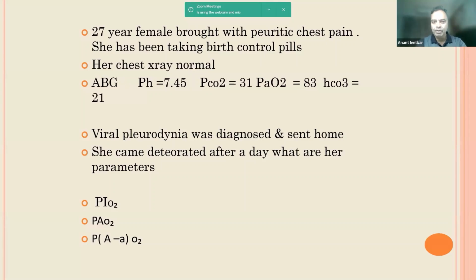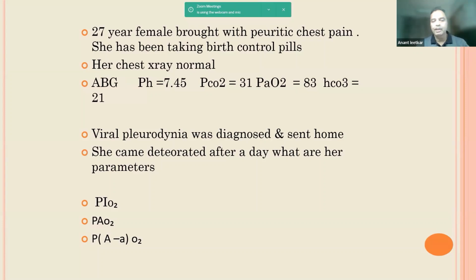So first we calculate PiO2, that is the pressure of oxygen in inspired air. She was on room air, so 0.21 was the FiO2. So 0.21 multiplied by 713.